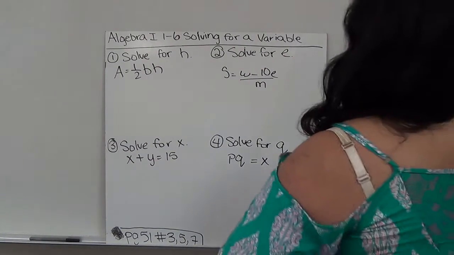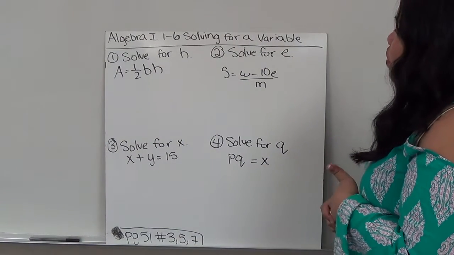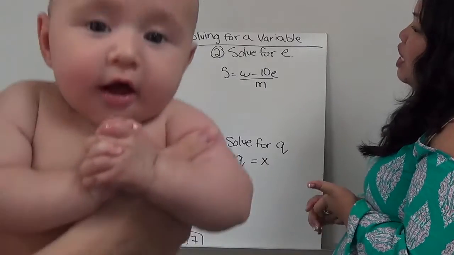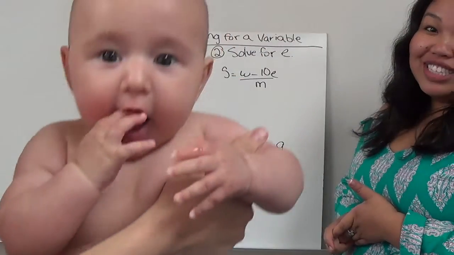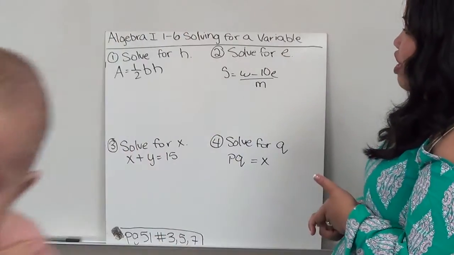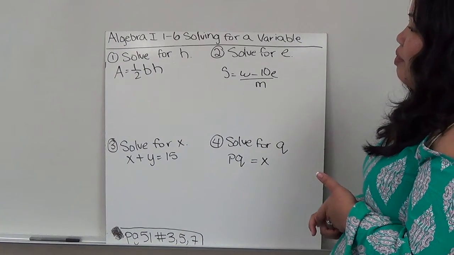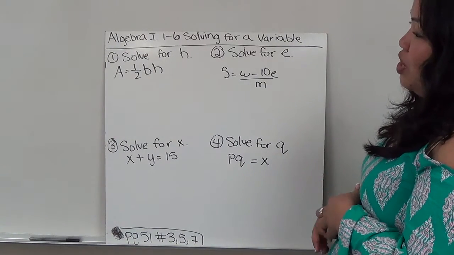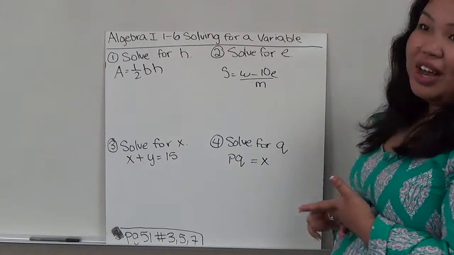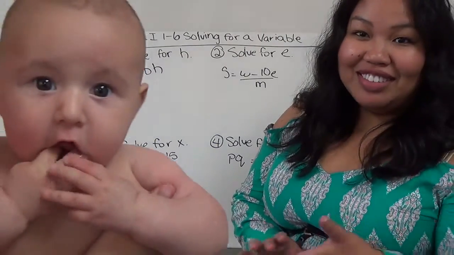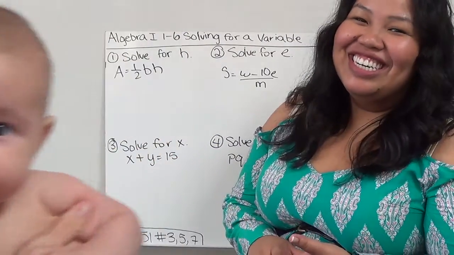All right, in Algebra 1, Section 1.6, we're dealing with solving for a variable. So basically, we're not going to solve for one solution. We're going to be solving for a specific letter. So we're not getting rid of anything. We're just isolating it.